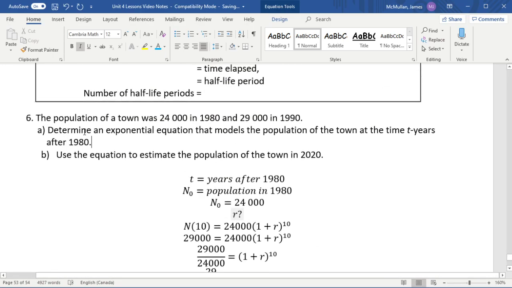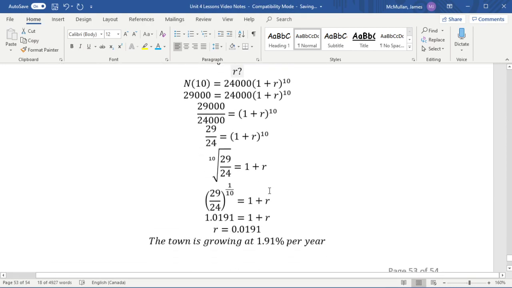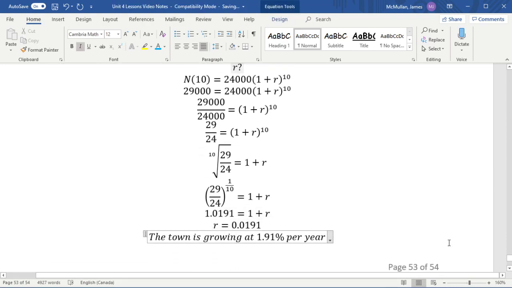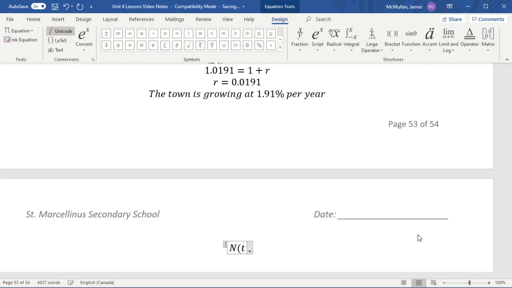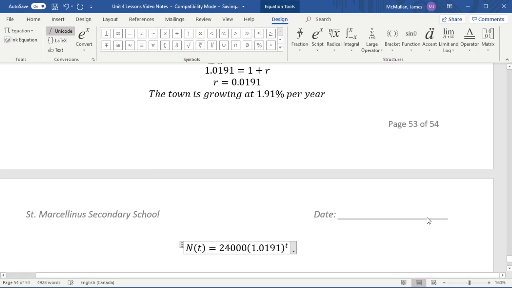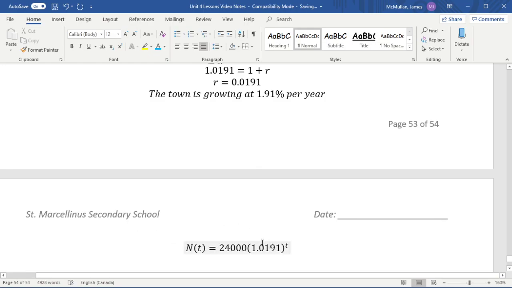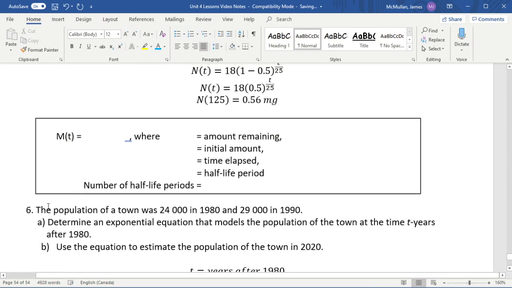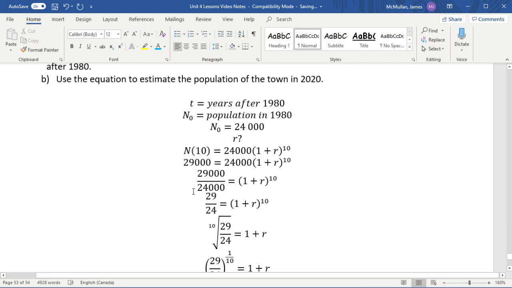Okay, so determine an exponential equation that models the population of the town. We can do that. We can say the population of the town is equal to 24,000, which was its initial value, times 1.0191 to the power of t. And that's it. That will tell you whatever the population is, whatever year in the future you're looking for. Okay.